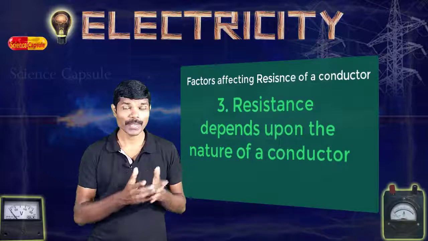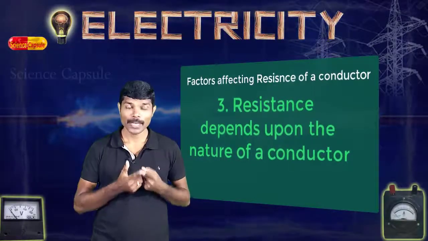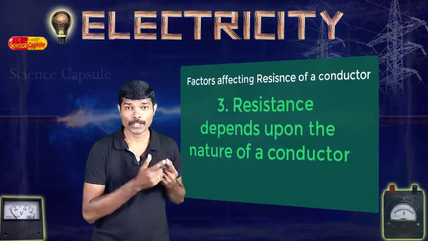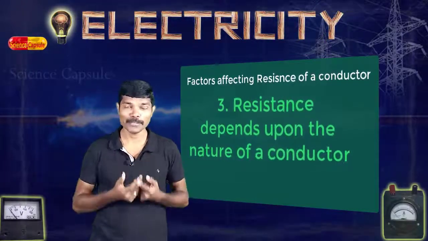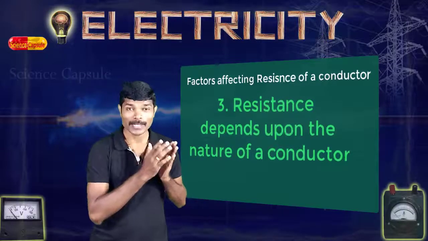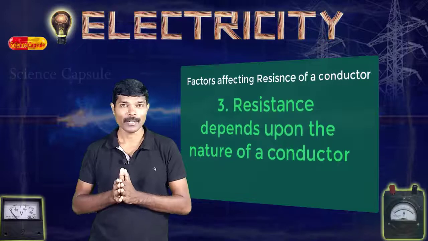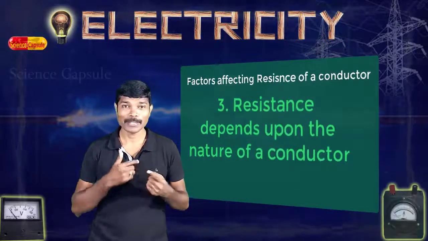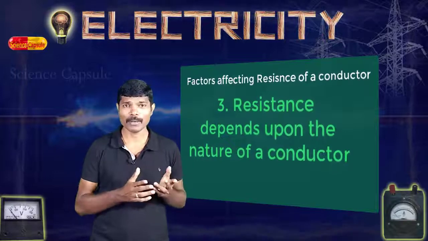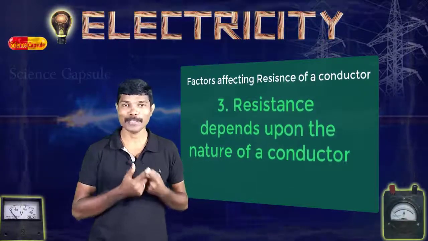Let us suppose we have taken a copper wire and an aluminum wire of the same thickness. Here we can find that the resistance offered by the copper wire and the aluminum wire will be different. From this we can say that the resistance of a conductor depends upon the nature of the material, and the resistance also depends upon the temperature. If the temperature of the two conductors is different, then also the resistance will differ.